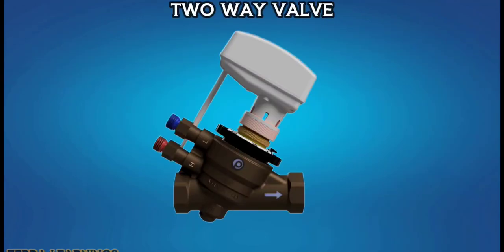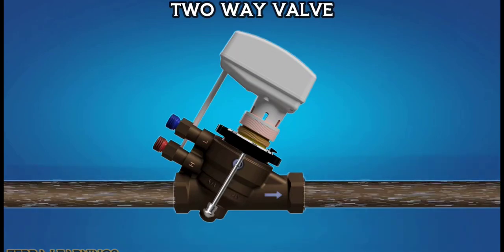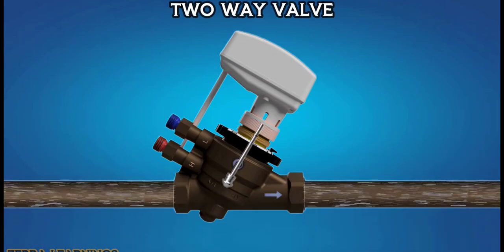Two-way valve is a valve with one inlet and one outlet. If the valve closes, the water flow will stop. When the valve is open, water starts to flow again.